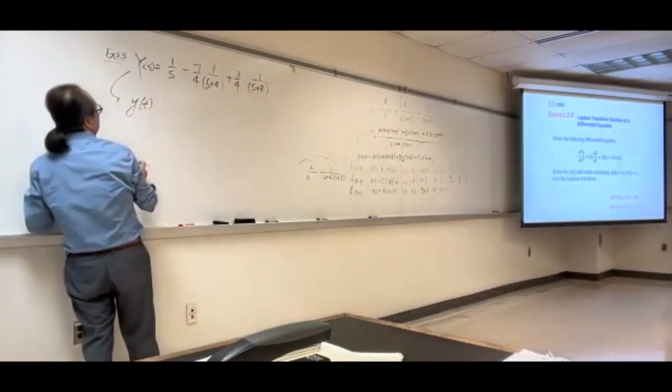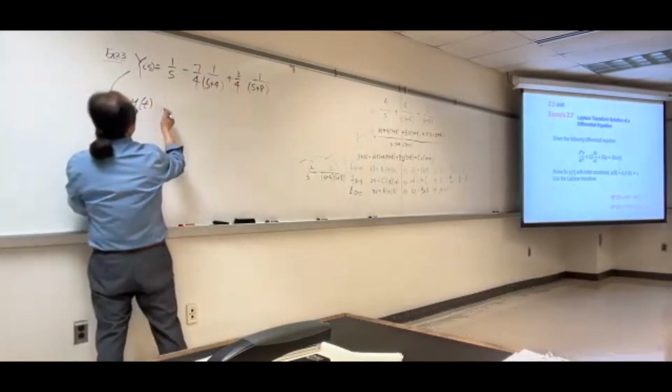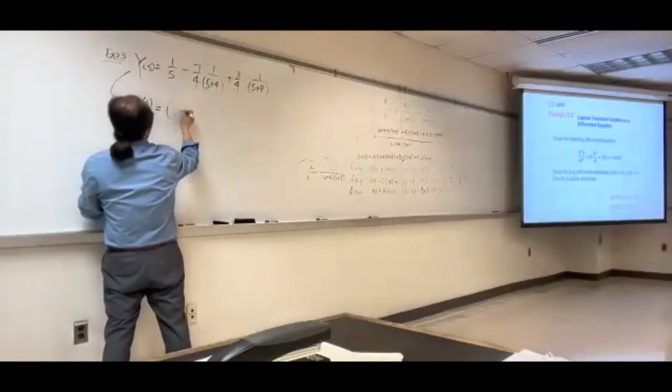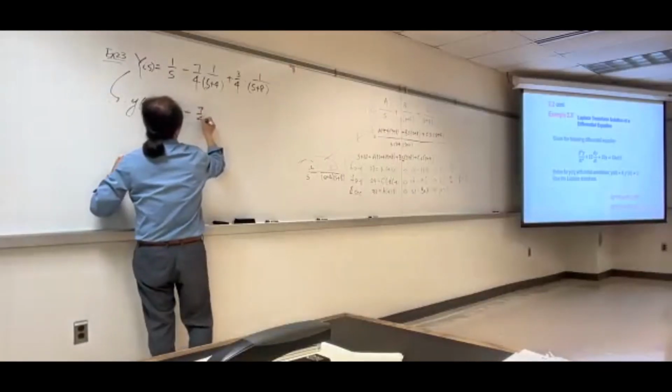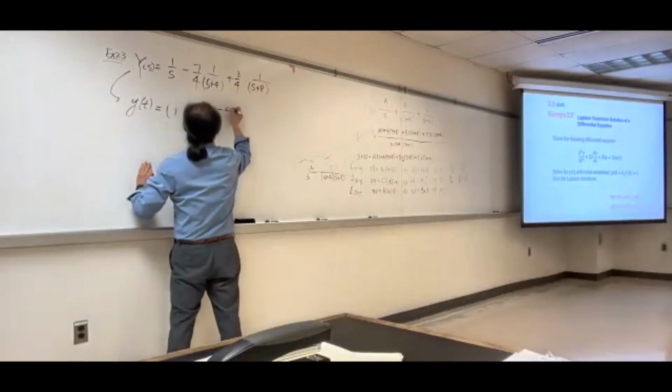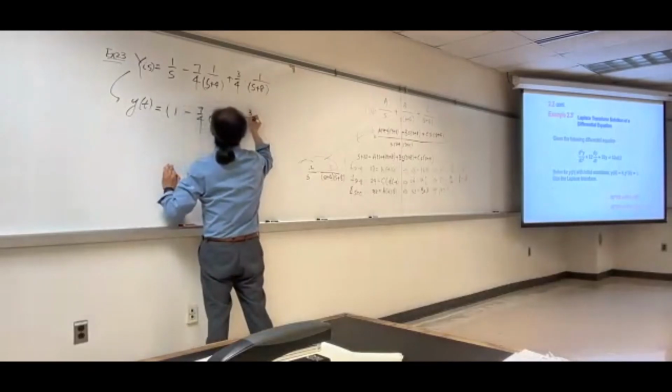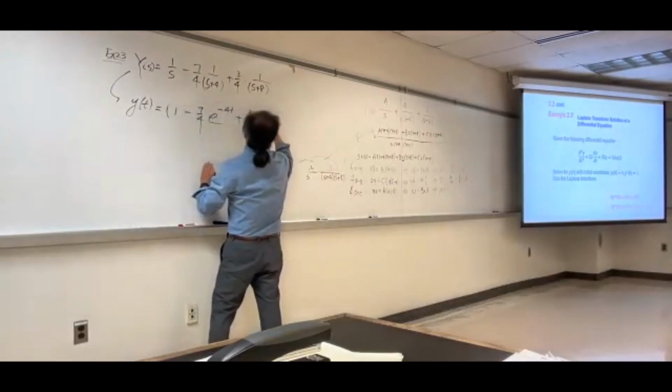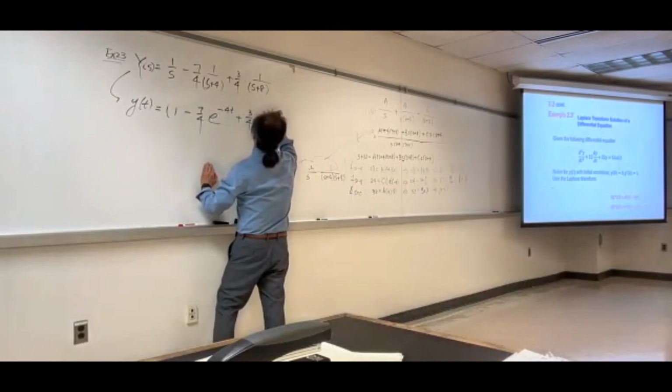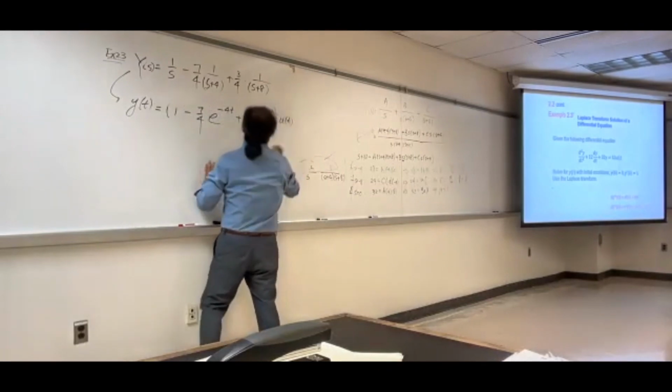Then we take the inverse Laplace transform. Then y(t) equals 1 minus 7 over 4 e to the negative 4t plus 3 over 4 e to the negative 8t, times u(t).